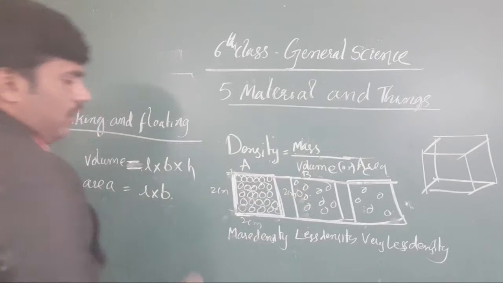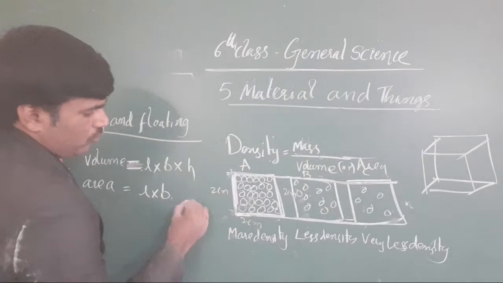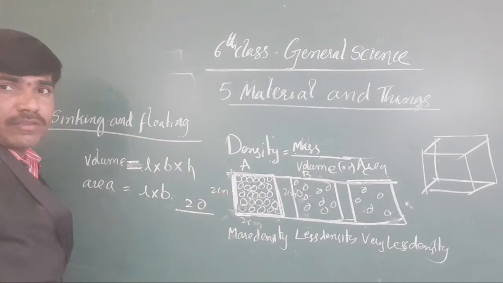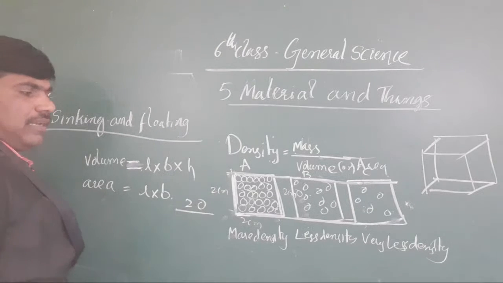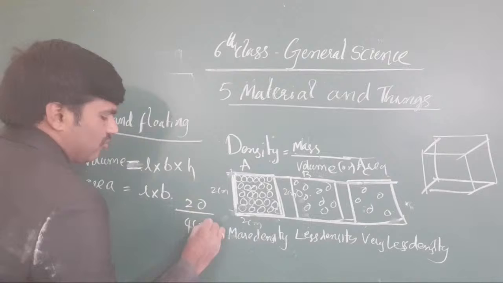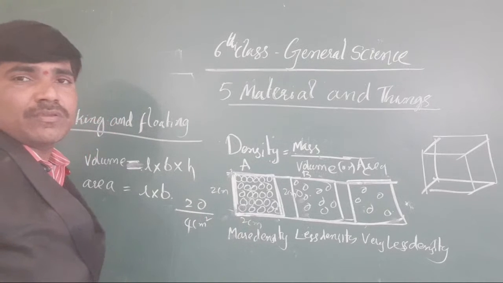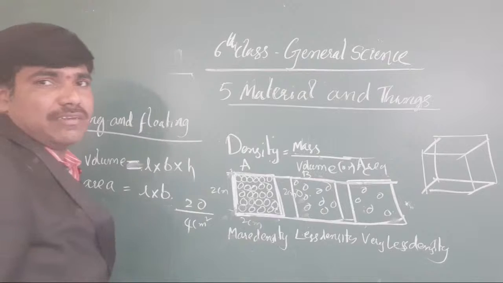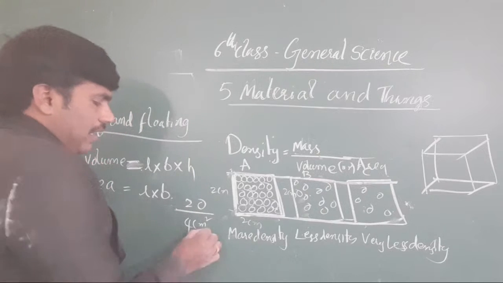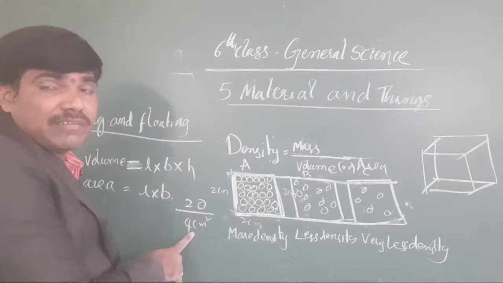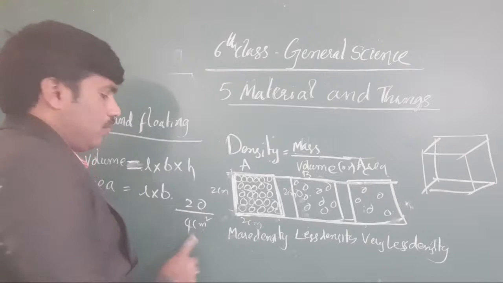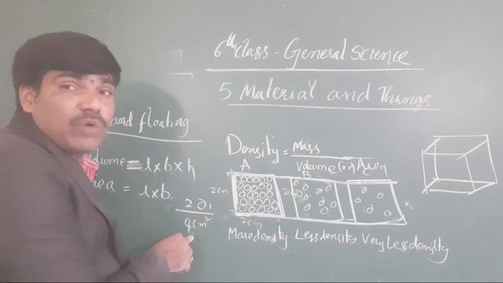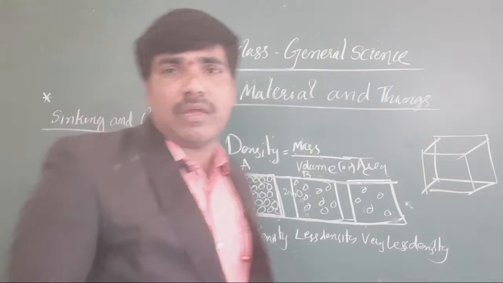Suppose 20 particles are there, in the same area. The area becomes 2 into 2, okay, clear or not all of you? I have taken an area of 4 centimeters square. 20 by 4, now what density do we get? It becomes 5. So 5 particles per 1 centimeter square will be obtained.